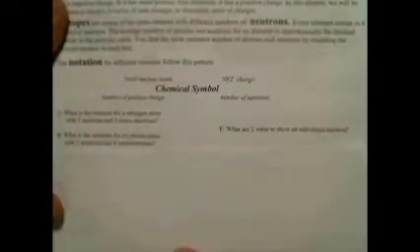Letter B. What is the notation for a lithium atom with 2 neutrons and 4 total electrons? So lithium from the periodic table is Li. That's in the upper left-hand corner here. And it says here that it has 2 neutrons. So that goes in the lower right corner.